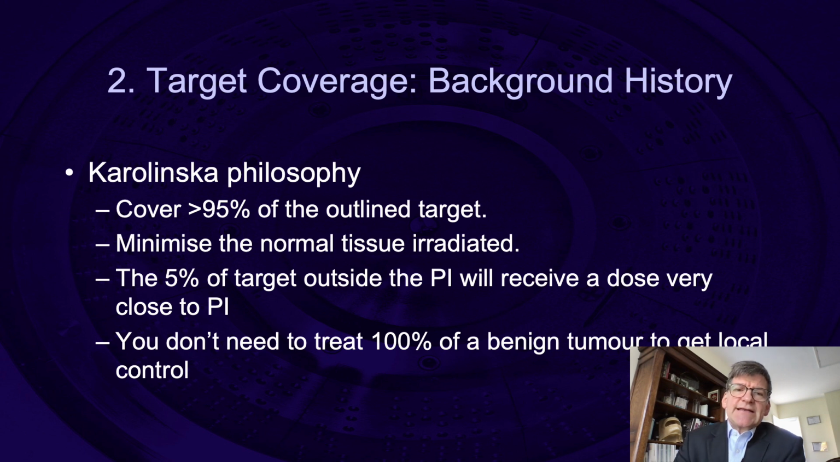So let's look at target coverage now, and a bit of background. I was trained at the Karolinska around 25 years ago, and their philosophy was, particularly for benign targets, you should cover 95% of the outlined target, that was enough, and that minimizes the amount of normal tissue irradiated, and the 5% of the target that's outside of the prescription isodose will receive a dose that's very close to the prescription isodose, so that's okay. So they also said you don't need to treat 100% of a benign tumour to get local control.